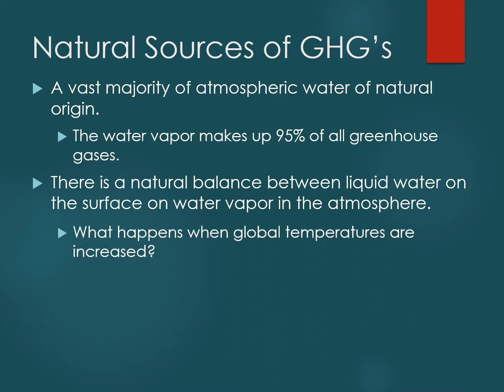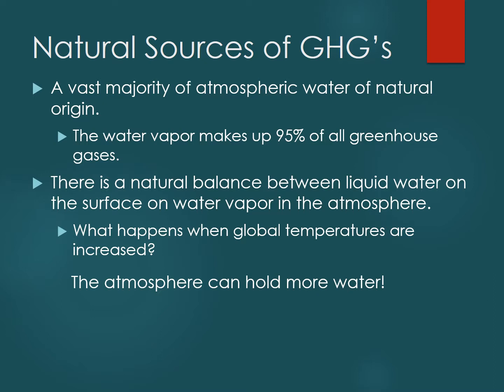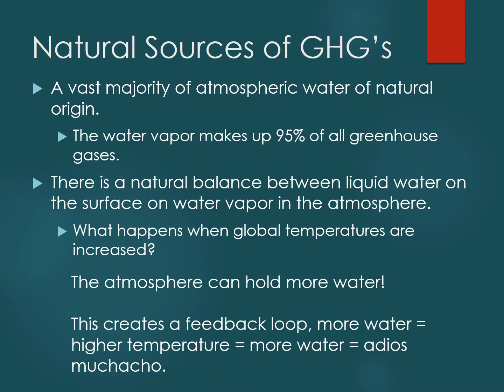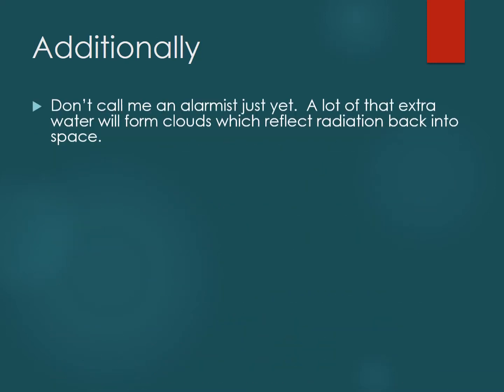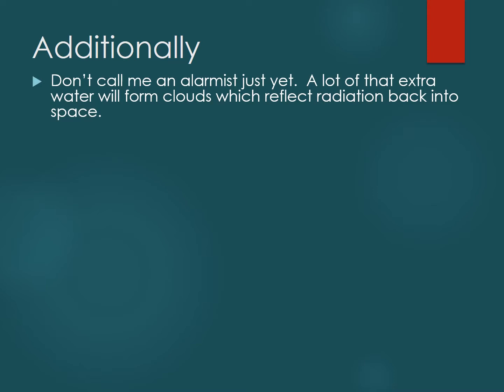All right, so there's a natural balance between liquid water on the surface and water vapor in the atmosphere, and it all has to do with temperature. So when global temperatures increase, that means the atmosphere can hold more water. Also, even though we're talking about water, gases are less soluble in warm water or in warm solvents, so that produces more water vapor in the air. And it can create kind of a feedback loop, right? More water in the atmosphere means higher temperatures, which means more water, which means higher temperatures, which could mean adios muchacha.